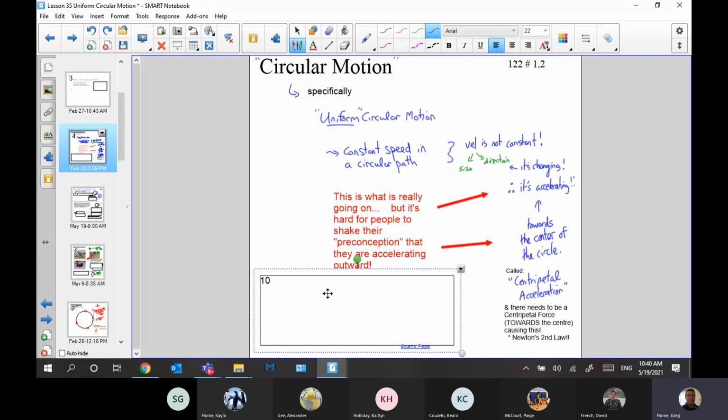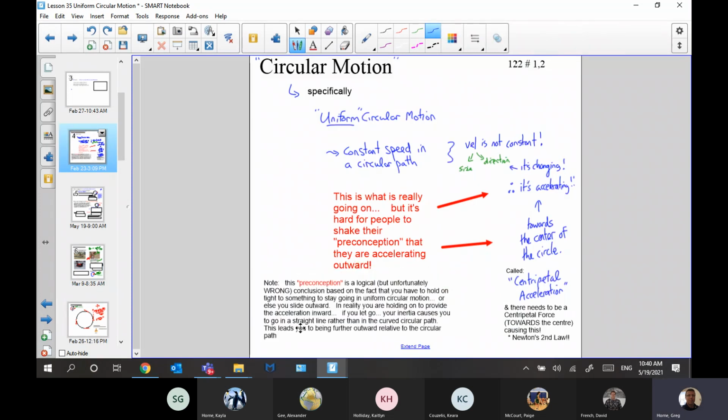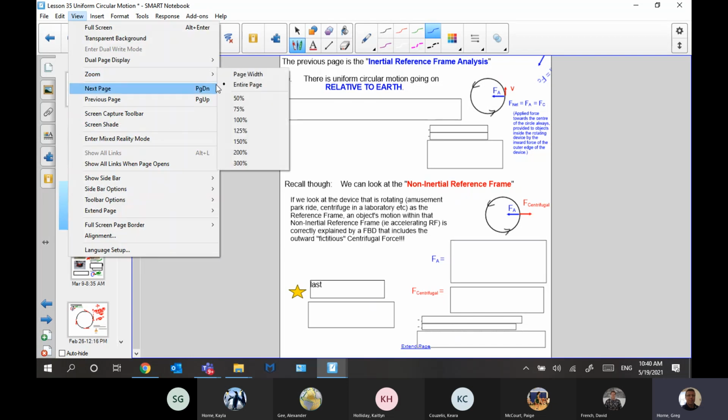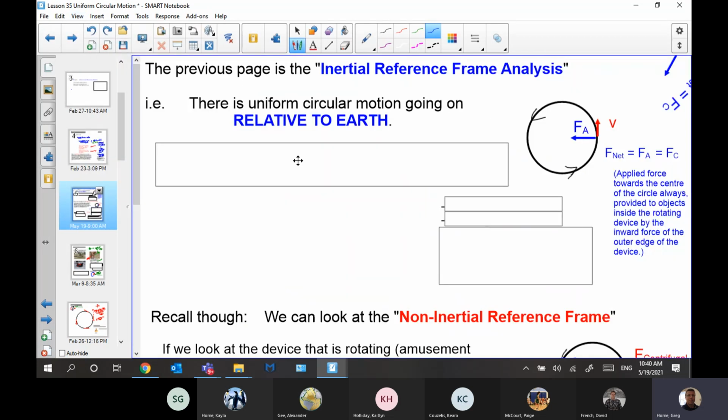So what did 10 say here? It was lots of words. Preconception is logical, but unfortunately wrong. It's your logical conclusions that you've come up with in observing things whenever you've been in a rotating reference frame. So just framing, bringing us back to what we were talking about here. Let's go full screen and make it a little bigger, and tackle it bit by bit.